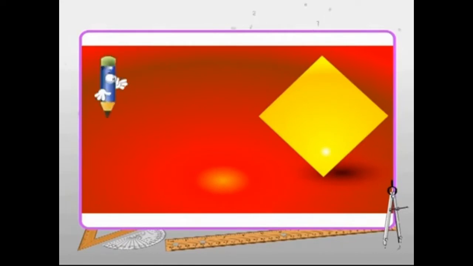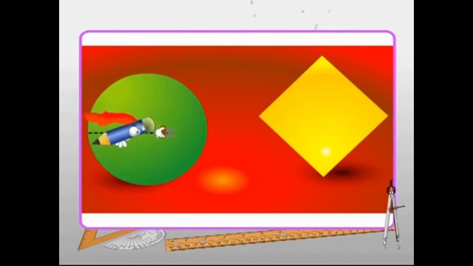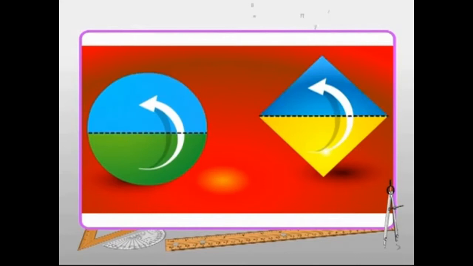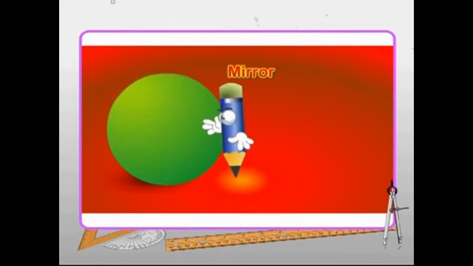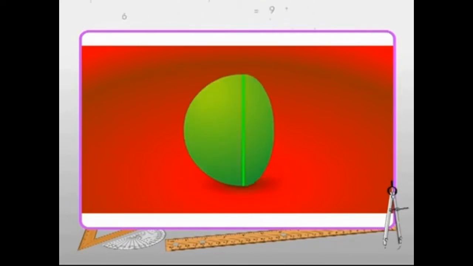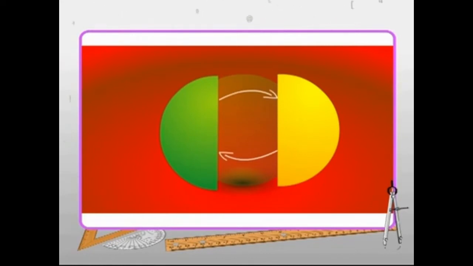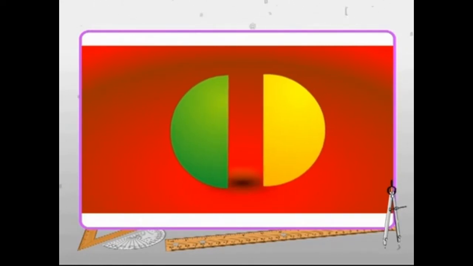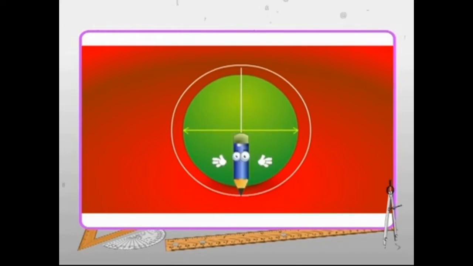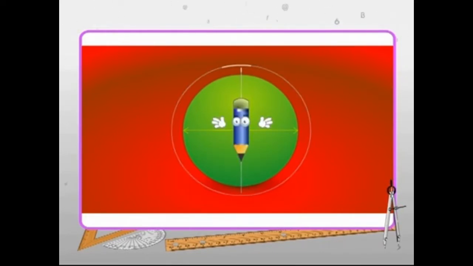Have you heard of symmetrical shapes? A shape or a figure is said to be symmetrical if one half of it is a mirror image of the other half. Let's do a paper exercise. When we fold a circular piece of paper about its diameter, we get two semicircles. Did you find anything interesting here? Yes, these semicircles are exact replicas of each other. What does this mean? This shows that a circle is symmetrical about its diameter.